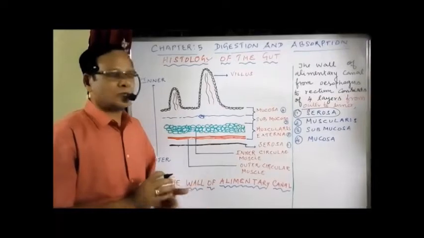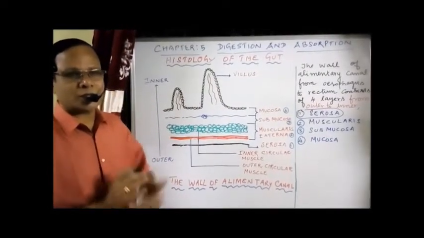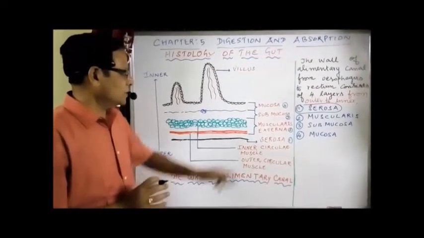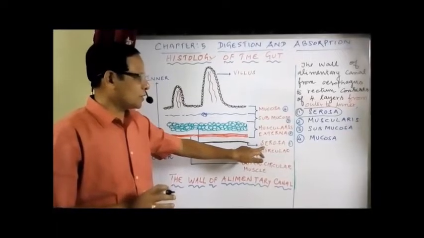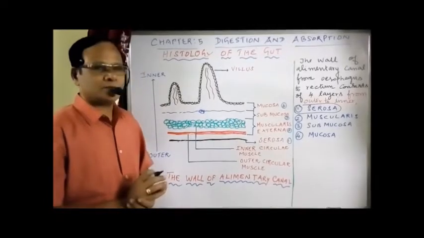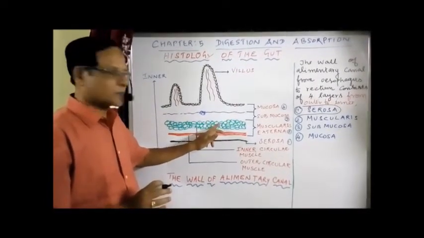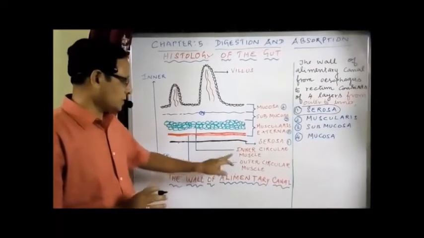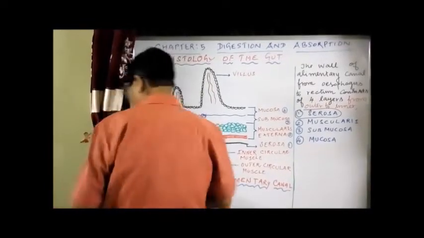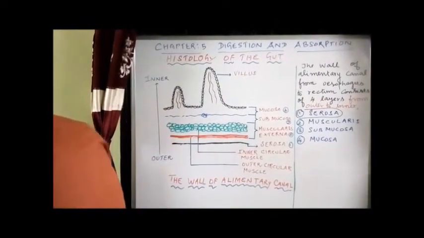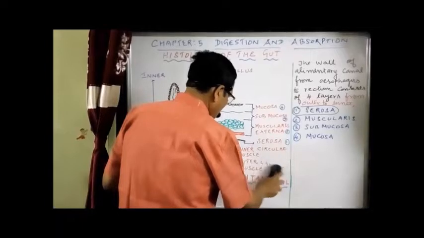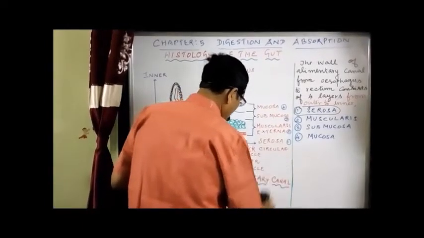Then the next one, the muscular layer. It is formed of smooth muscles arranged in 2 layers. This is the serosal layer, number 1. Now this is the next layer, muscularis externa. It is formed of 2 layers: the inner layer of circular muscles and the outer layer of longitudinal muscles. I mentioned here, inner circular muscle, outer longitudinal muscle. The outer muscle is arranged longitudinally, the inner one is arranged circularly, hence the name.